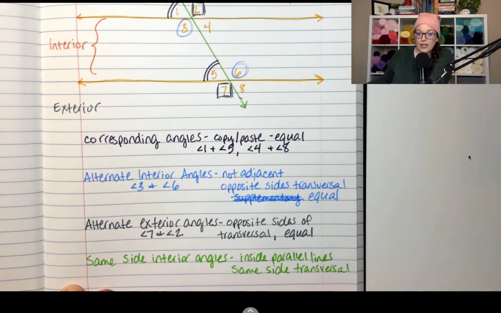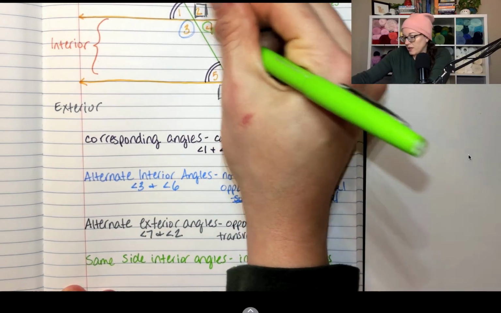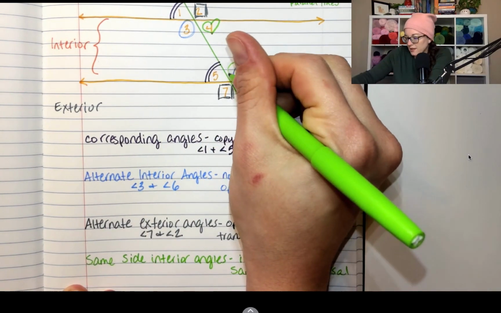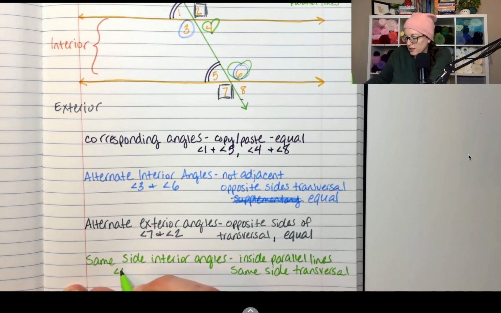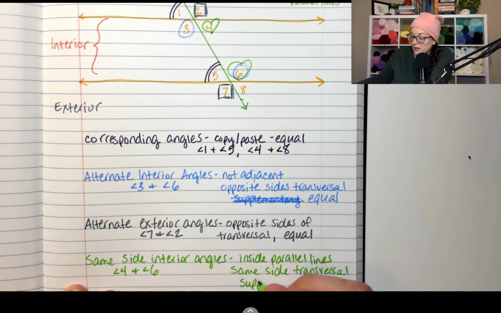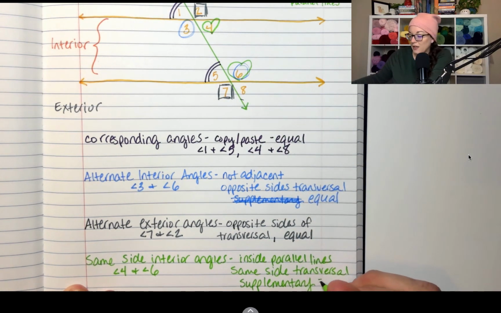All right, I know this is getting wordy. Same side of transversal. So 4 doesn't have anything on it. Let's put a heart around 4. So angle 4, what other angle is on the same side of the transversal and inside the parallel lines? Angle 6. So angle 4 and angle 6 are same side interior angles. These are the angles that I was thinking of when I put that. These are supplementary. So 6 plus 4 has to equal 180.